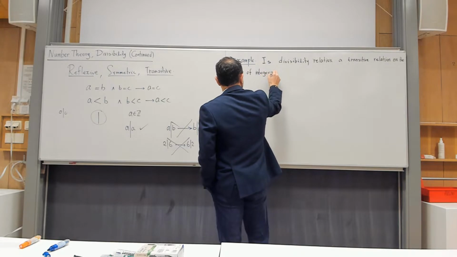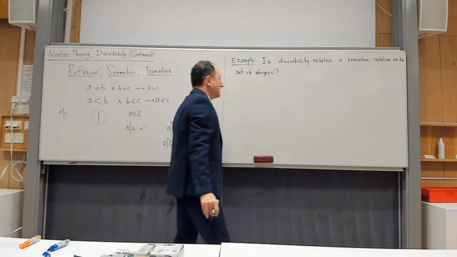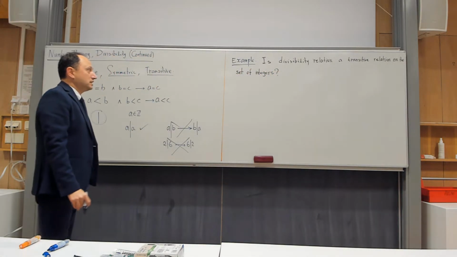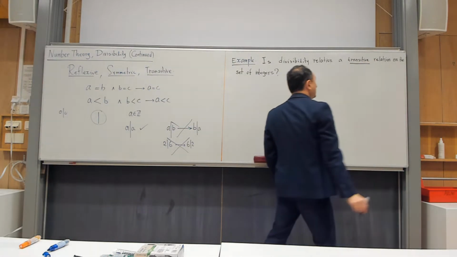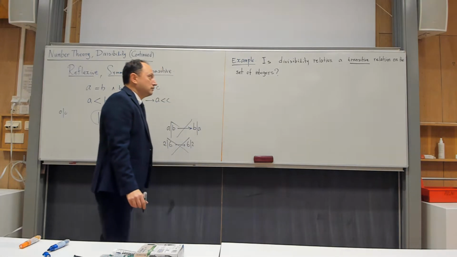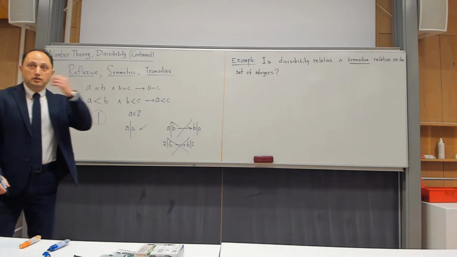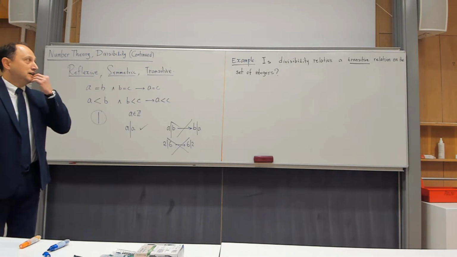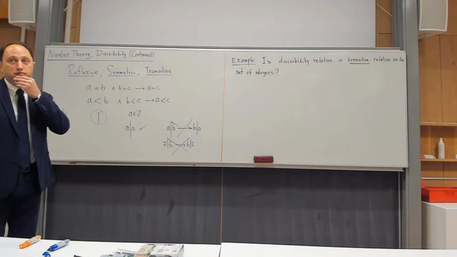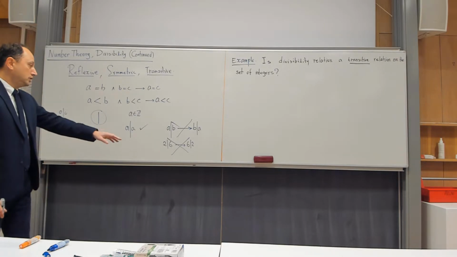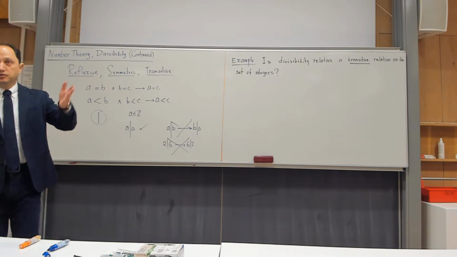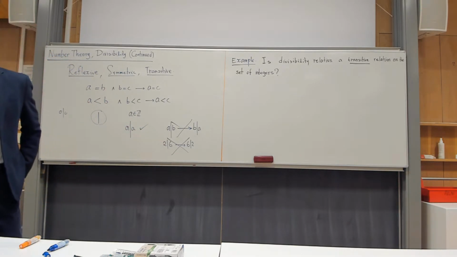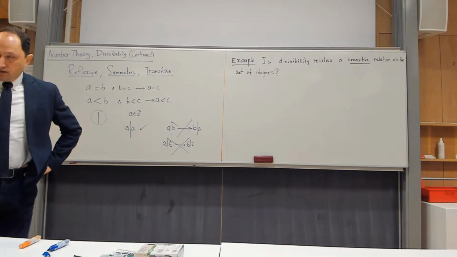This is a sentence, an English sentence, but if you understood what I mean by the word transitive relation, then you can translate it into a very simple language. So what is your hunch? Is it yes or no? If you say no, you need to give a counterexample for me. If you say yes, you need to write it and prove it for me. Yes? The answer is yes.